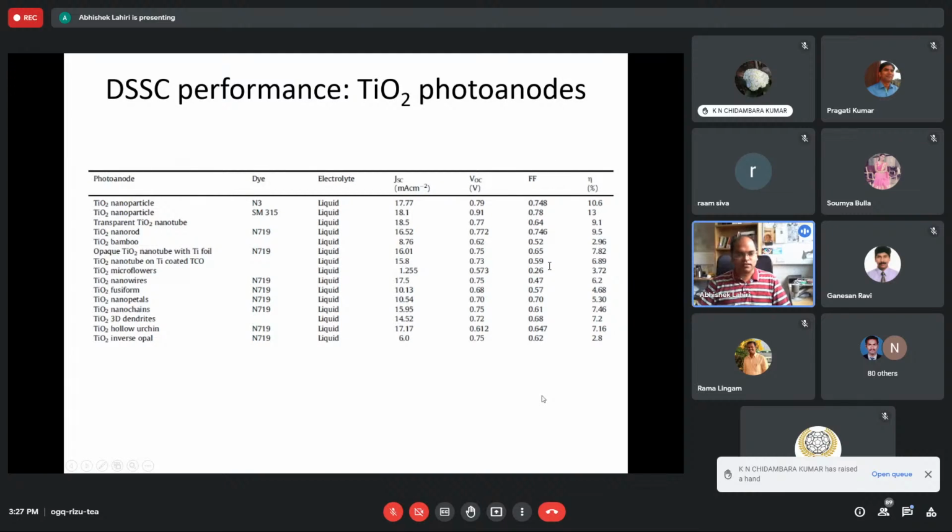So what is the reason behind nanoparticles being a better material for the dye-sensitized solar cell compared to any other structure? Although one can always argue that in the case of nanotubes, we have much higher surface area.